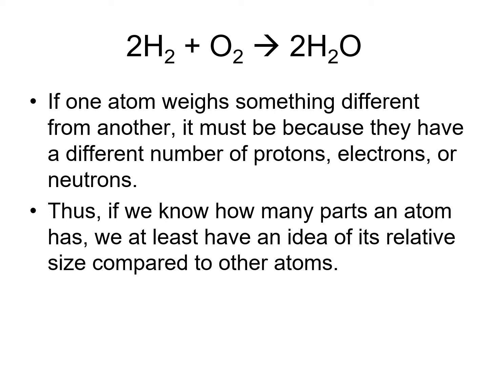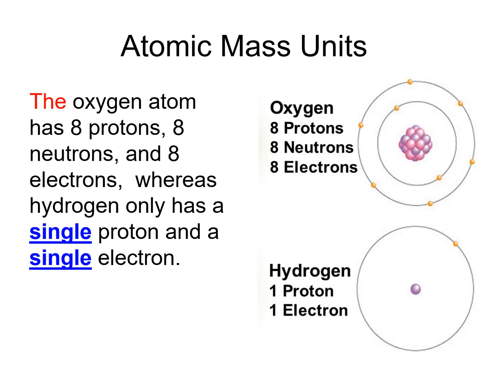Then we'll have at least some idea of its relative size compared to other atoms if we know how many parts make up those atoms. Here are examples. The oxygen atom has 8 protons, 8 neutrons, and 8 electrons. The hydrogen atom has only a single proton and a single electron. Most hydrogens don't have any neutrons. Clearly, the oxygen atom is much heavier than the hydrogen atom.